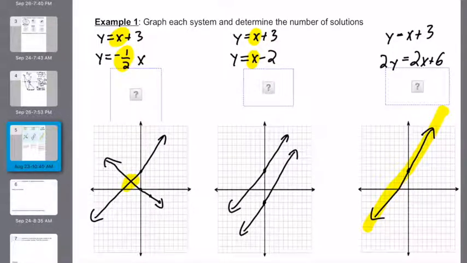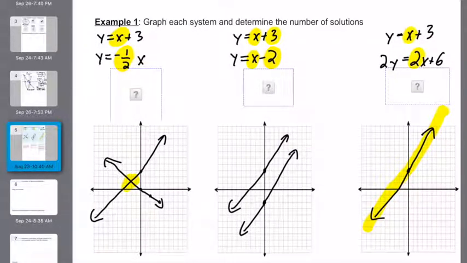If we have the same slope, in this case both having a slope of 1, we're going to end up with parallel lines, and we notice that we have different y-intercepts, thus our parallel lines are not going to be on top of each other, meaning they will never cross. Lastly, we have our infinite solutions.